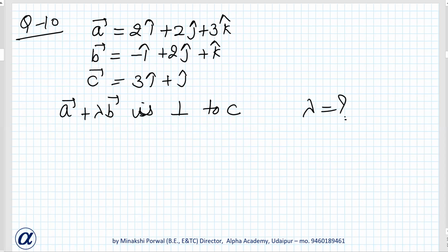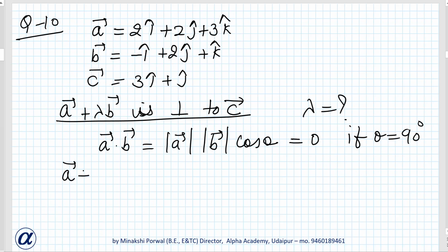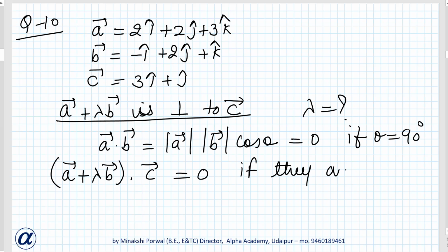If two vectors are perpendicular to each other, their dot product will be 0 because angle between them will be 90 degree. A dot b is equal to mod of A mod of b cos theta. If theta is 90, a dot b will be 0. So if these both are perpendicular, we can write vector a plus lambda into vector b dot vector c equals 0. Is it clear?